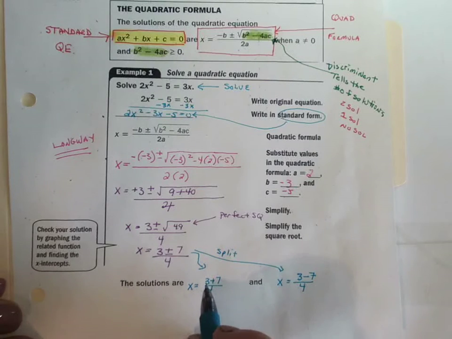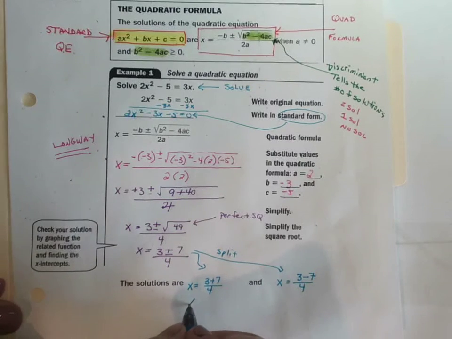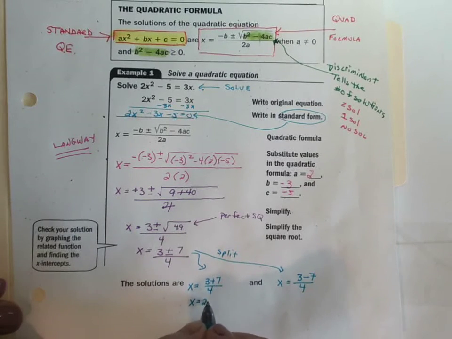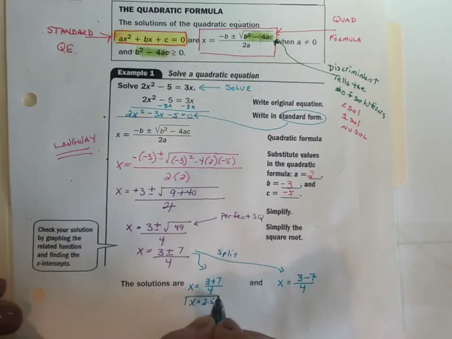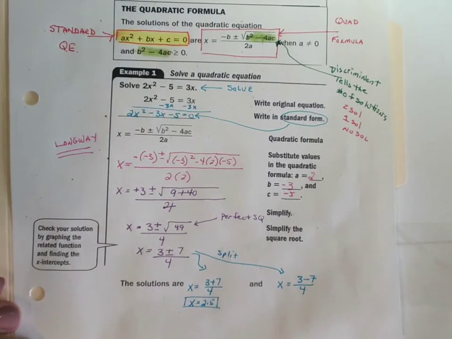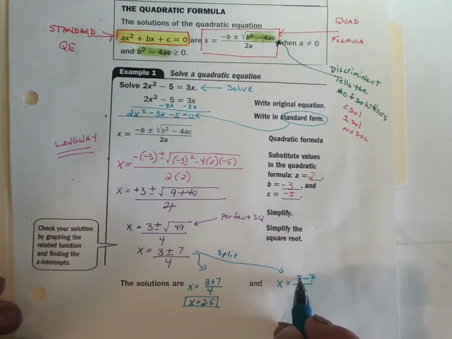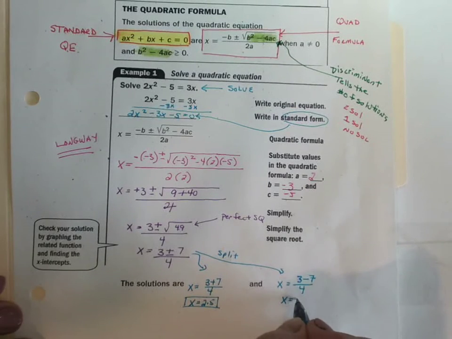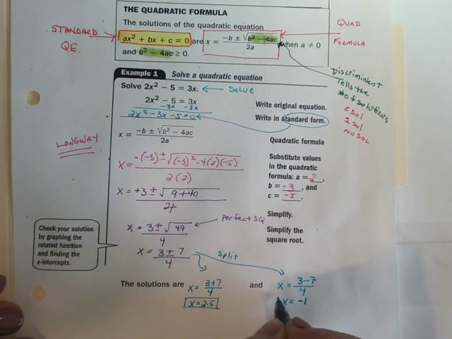And so 3 plus 7 is 10 divided by 4. So we have x equals 2.5. Or you can leave it as 2.5. 3 minus 7 is negative 4. Divided by 4, we have x equals negative 1.